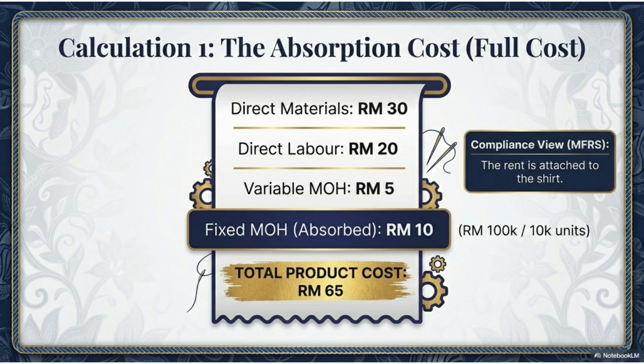Calculation 1 is the absorption cost, or full cost. Following compliance, we include all direct and variable costs, plus the absorbed fixed overhead of RM 10 per unit. This results in a total product cost of RM 65.